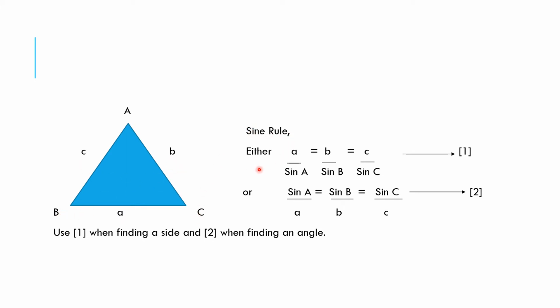And the sine rule states that side A over sine of A is equal to side B over sine of B is equal to side C over sine of C. This is the first formula, or first way of writing the sine rule. Or sine of A over A is equal to sine B over B is equal to sine C over C is the second way. The first formula is used when we have to find a side, and the second formula is used when we have to find an angle.